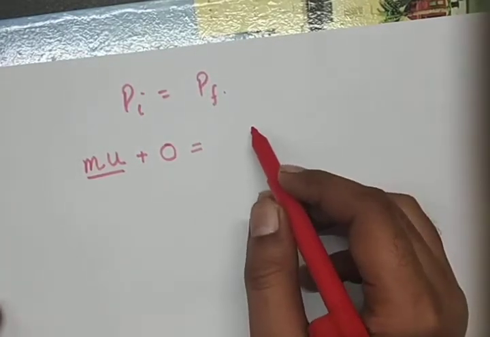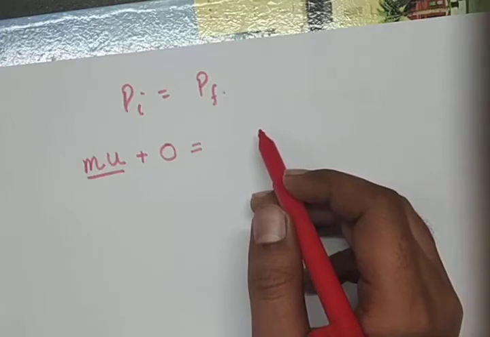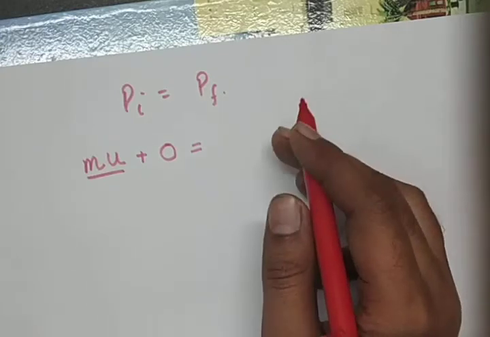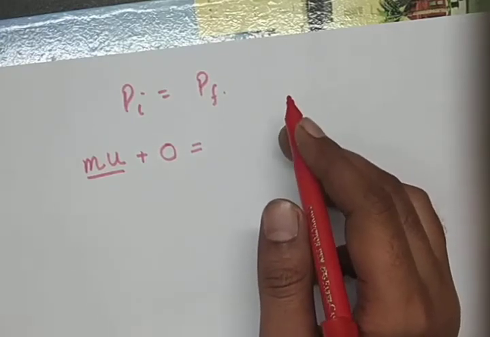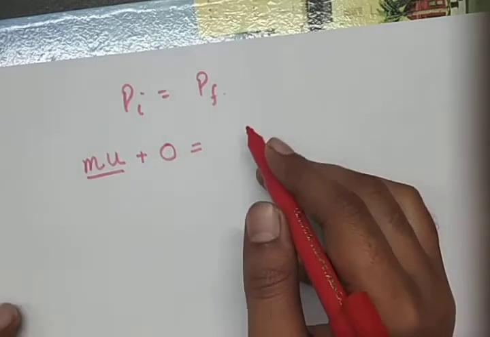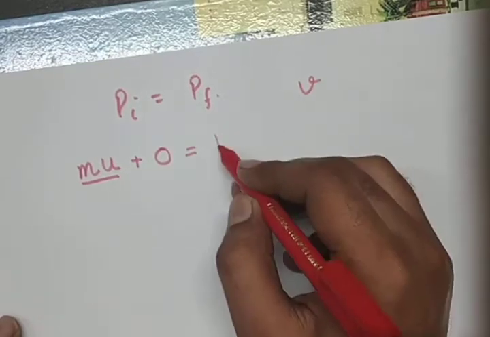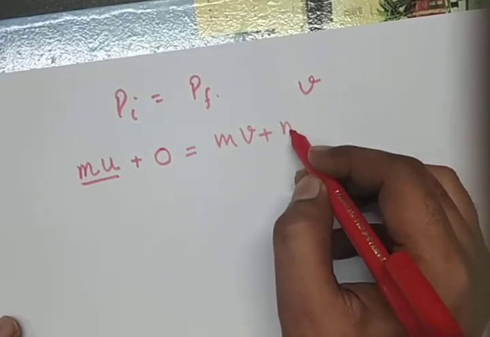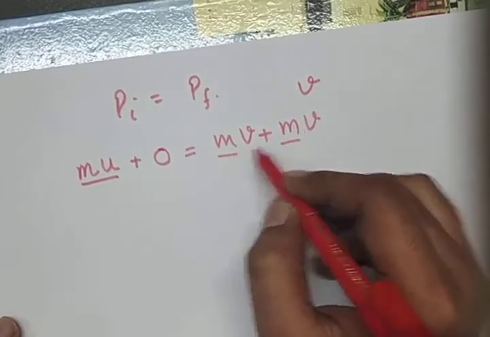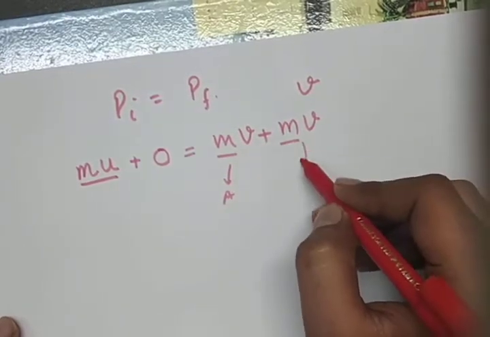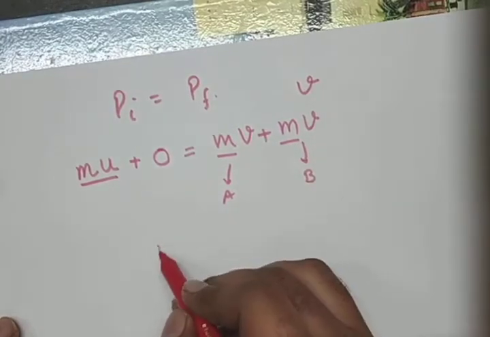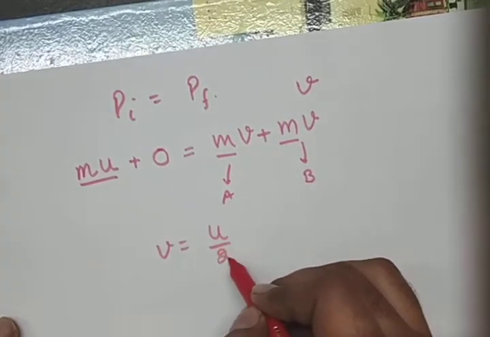Finally, I have said both the bodies will move at the same speed, with the same velocity, during the maximum compression of the spring. Let the velocity be v. The mass will remain unchanged and will be m, because these are identical wagons. This is for A and this is for B. So v equals u by 2 from here.